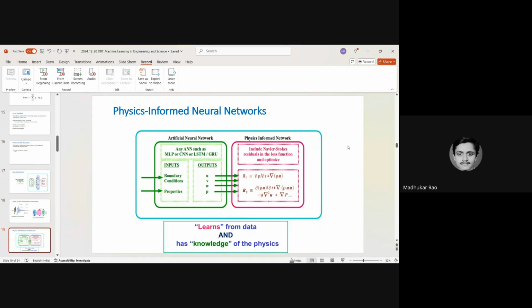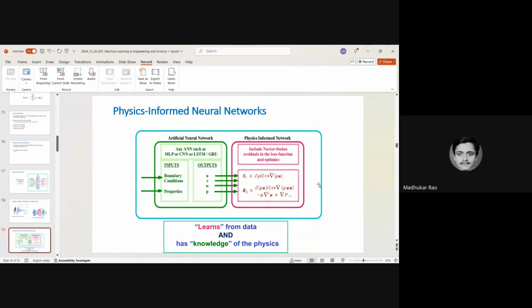Okay. Now we come to the most important part of the talk today. It's called physics-informed neural network. And this is where we come in as engineers and scientists. This kind of thing has to be done by someone with both an engineering or scientific background and knowledge of machine learning.